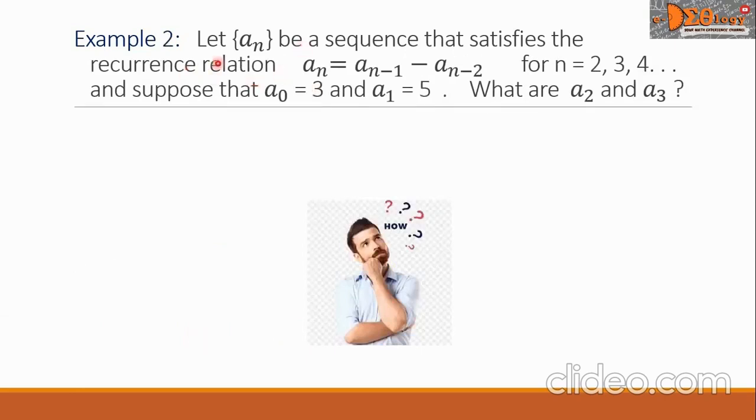Example 2. Let a sub n be a sequence that satisfies the recurrence relation a sub n equals a sub n minus 1 minus a sub n minus 2, for n equals 2, 3, 4, and so on. And suppose that a sub 0 equals 3 and a sub 1 equals 5. What are a sub 2 and a sub 3?